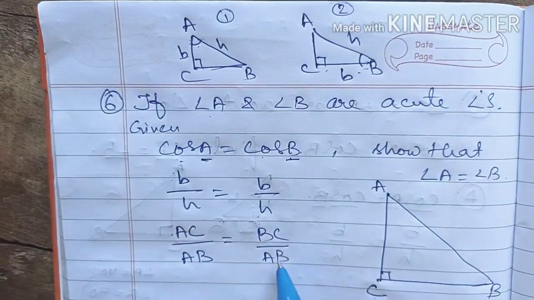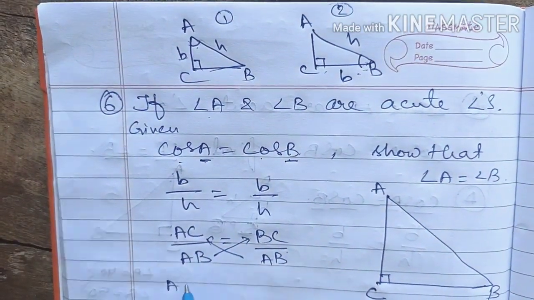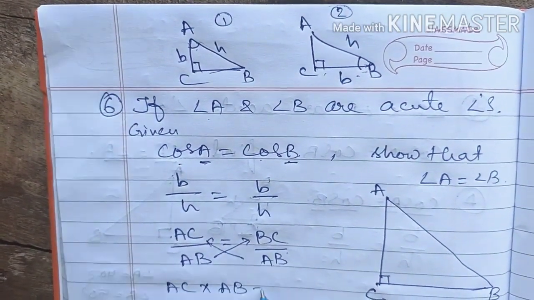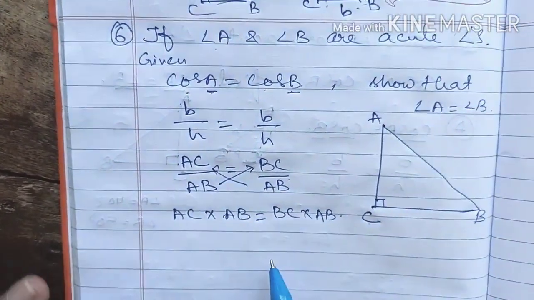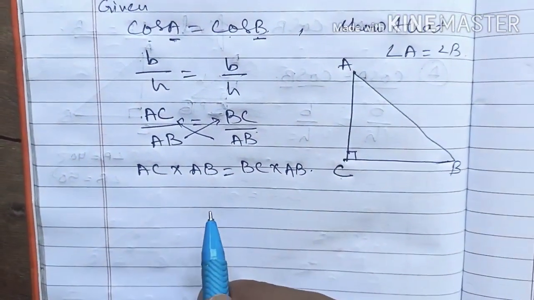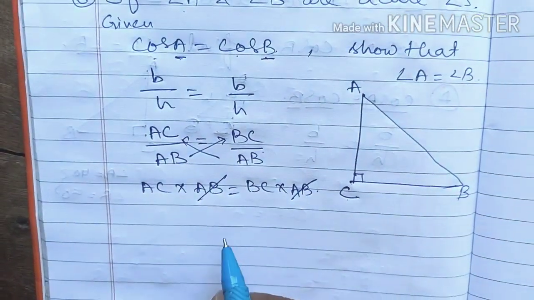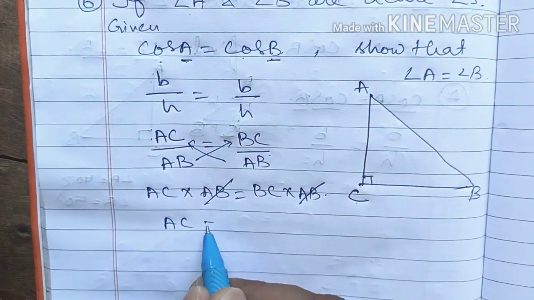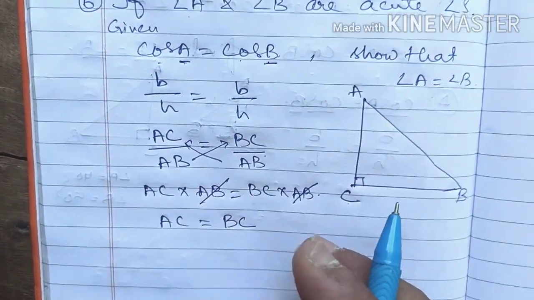Okay, now we will just cross multiply. AC into AB equals BC into AB. As equals is there in the middle and multiplication is there on both sides, we can eliminate AB and AB. What is left? AC equals BC.